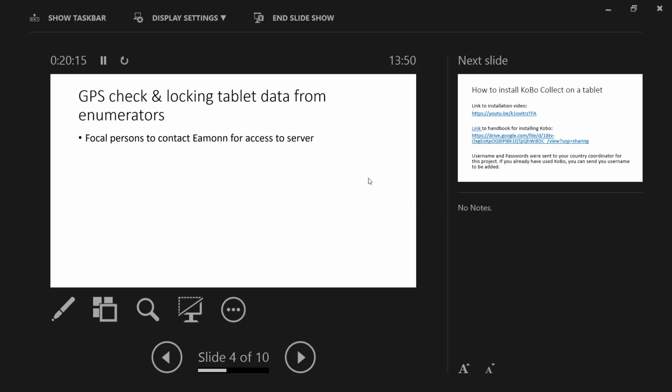So moving on to locking the data tablet from enumerators. If you are having an external enumerator, it will be possible to only make the tablet accessible for filling in the data. And for this, the person needs to go into the admin settings of the tablet. I have given instructions on how to do this in the installation video.